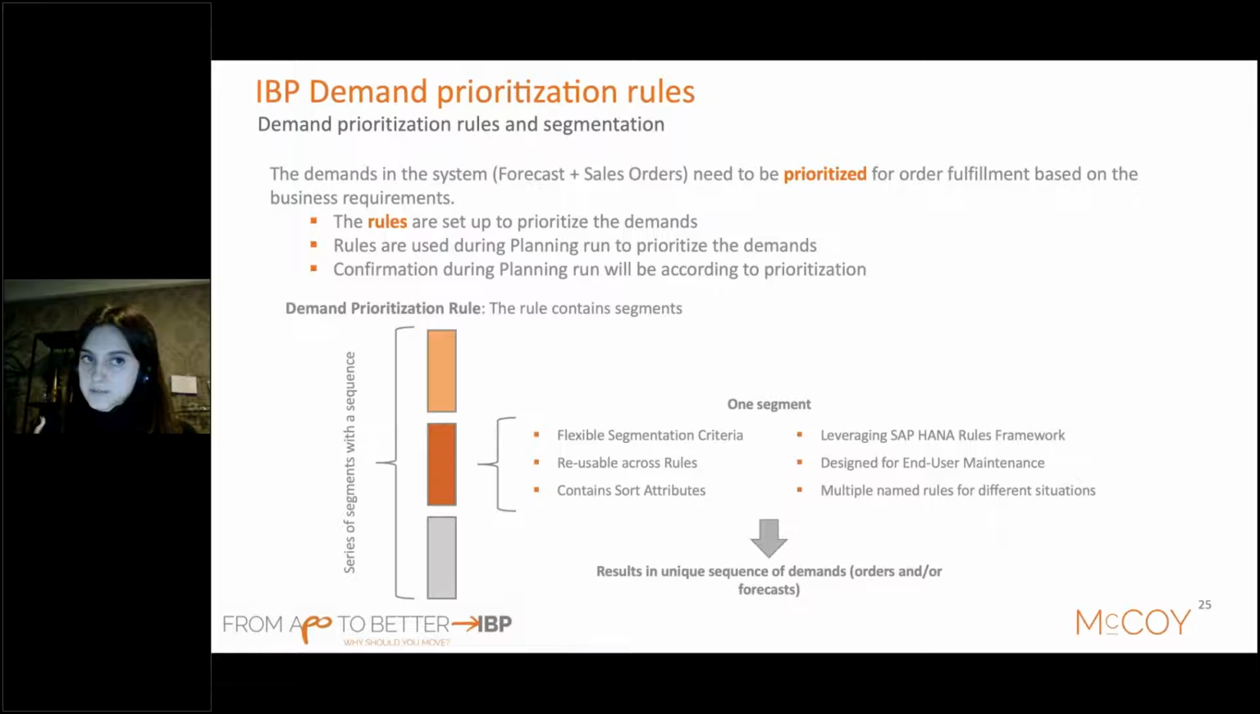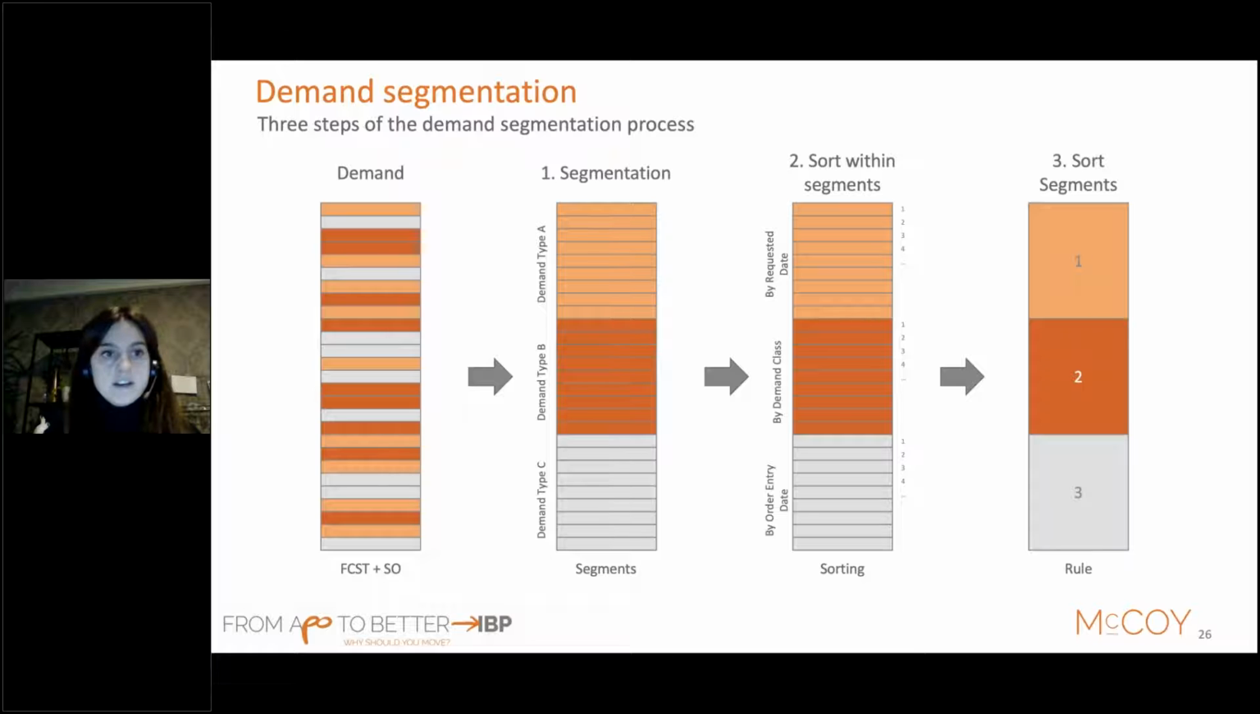But now let's see an example, because maybe this was too theoretical. So you have all your demand, forecast and sales orders, everything is mixed. And first of all, you want to do a segmentation. In our case, we decided to do it by demand type. So we have demand type A, demand type B, and demand type C. But then in each segment, we want to sort this demand. So for example, for demand type A, we want to sort it by request date. For demand type B, by demand class, and for demand type C, by the order entry date. And after this sorting, you can create your rule. And now maybe we can go to the demo, where I'll show all these processes.